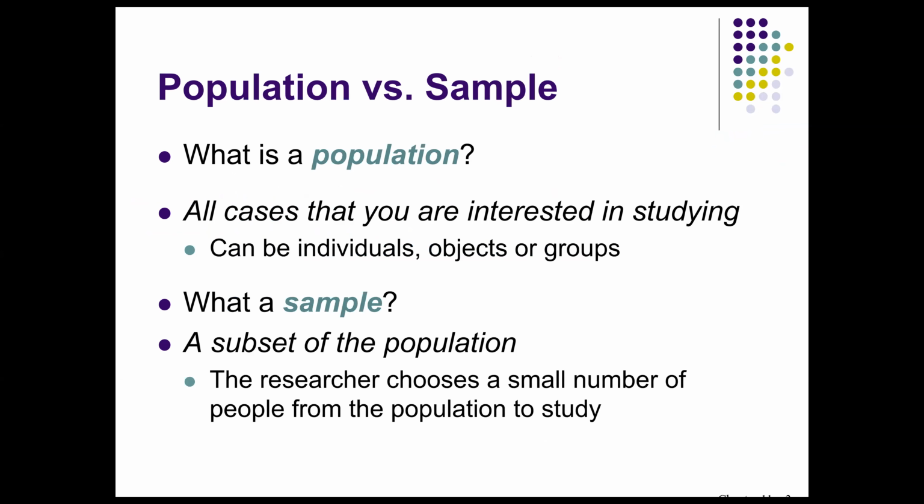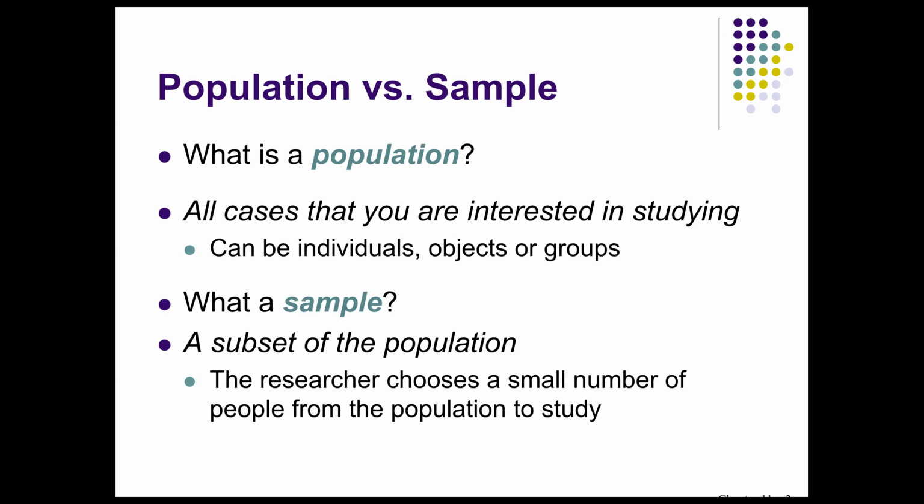So first, population versus sample. A population refers to all of the cases or people that you're interested in studying for your research. Those could be individual people, it could be businesses, it could be groups of people like schools or neighborhoods or different states in the country. But it's all of the people that you're interested in studying, the universe of cases.